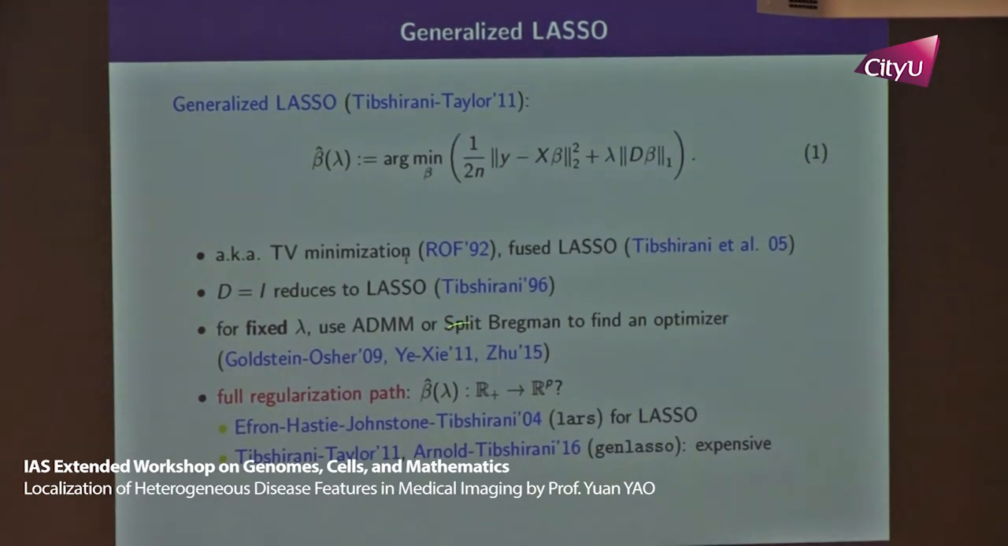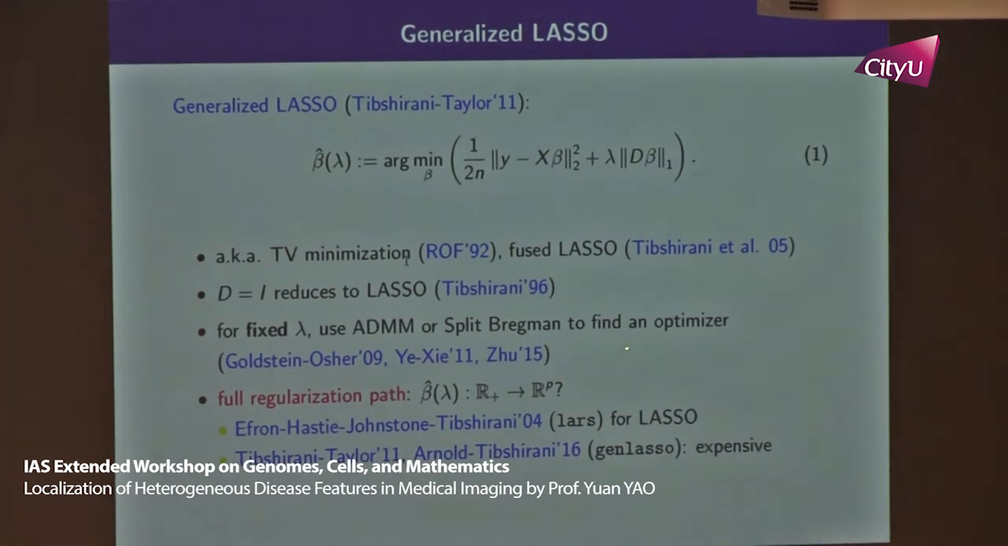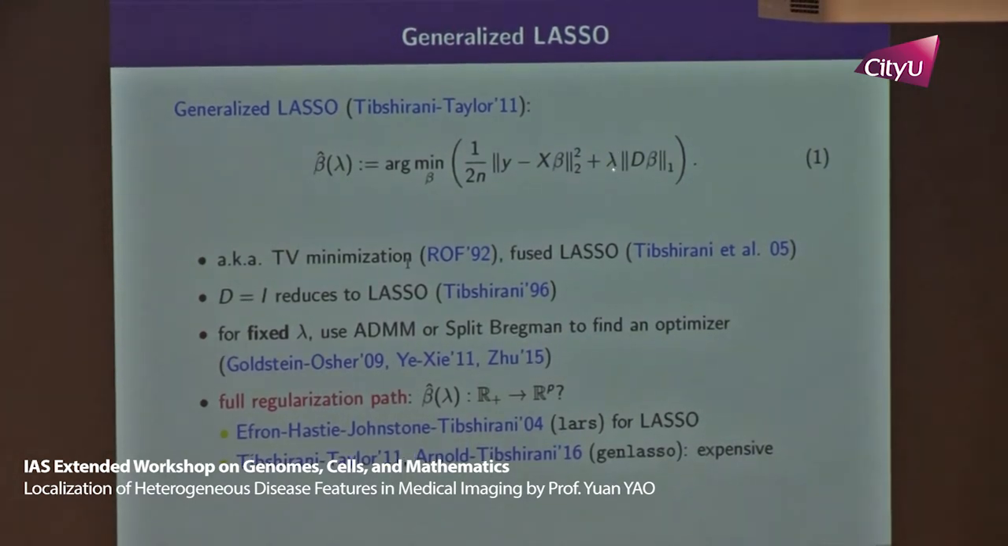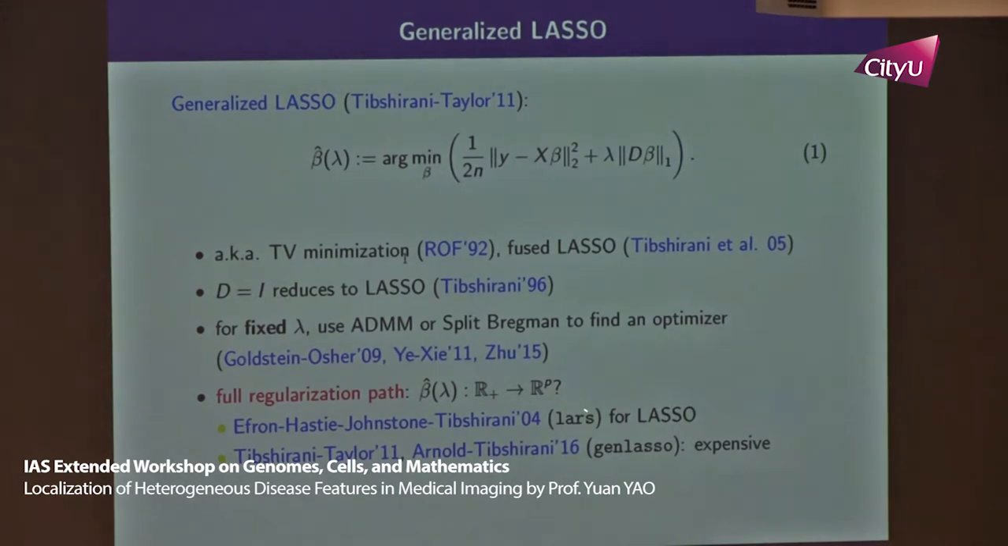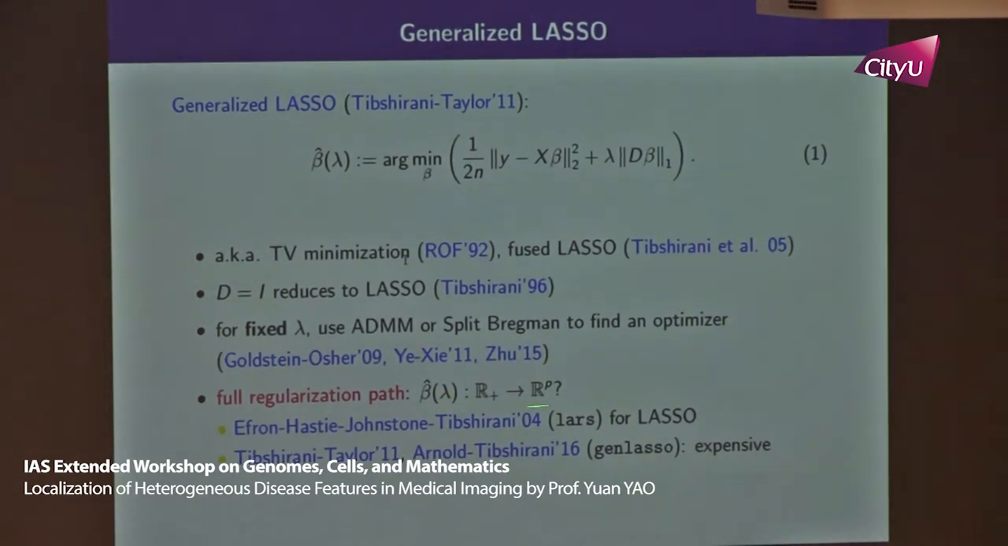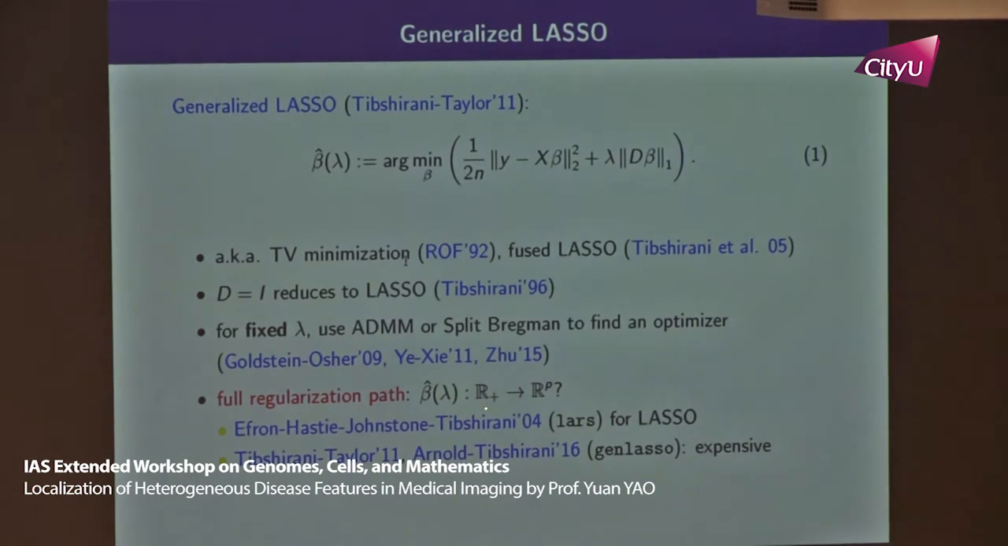Osher's team used D as a gradient operator in total variation minimization, much longer than the statistical society has used lasso. And people have developed various types of algorithms, mostly focused on, given a fixed lambda, how to solve this optimization problem over beta. Then various types of ADMM algorithms have been suggested in optimization. But in statistics, because we don't know the optimal lambda, our essential computational challenge is to compute the full regularization path, in the sense that when lambda changes over the positive numbers, we want to obtain a family of models.